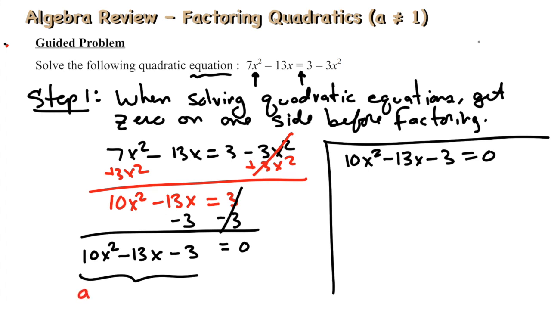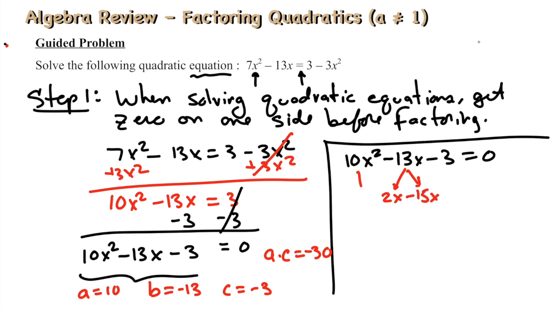So now we can say that our a value is 10, our b value is negative 13, our c value is negative 3, and we can say that a times c is 10 times negative 3, which is negative 30. So the question is, what are factors of negative 30 that add up to equal negative 13? Hopefully you say 2 and negative 15, and we can now split this up into 4 terms. Negative 13x is the same as 2x minus 15x, and we can bring down our other terms.